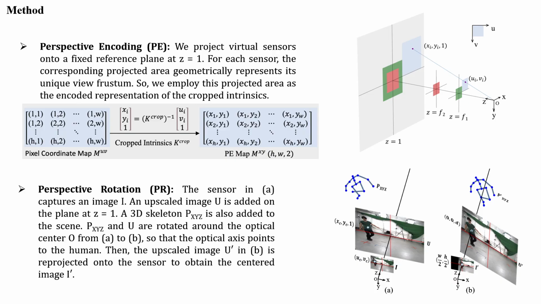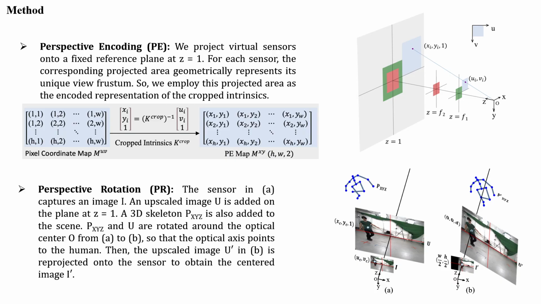Here is an illustration of how this is done. In Figure A, a virtual sensor captures an image I with the human bounding box center marked as UCYC. An upscaled image U is added to the scene on the plane at z=1, and the human bounding box center XCYC1 on U is also marked. A 3D human skeleton PXYZ is also added to the scene. The virtual sensor, the upscaled image U, and the 3D skeleton PXYZ conform to perspective relationship.